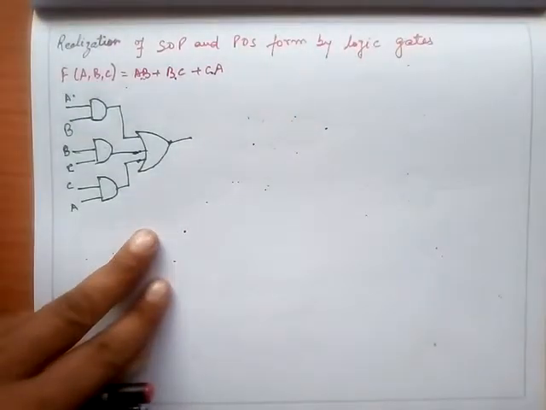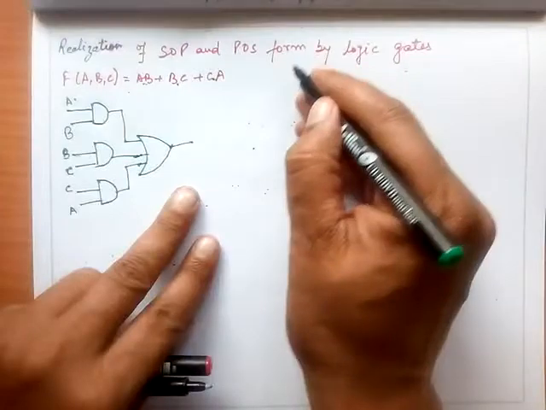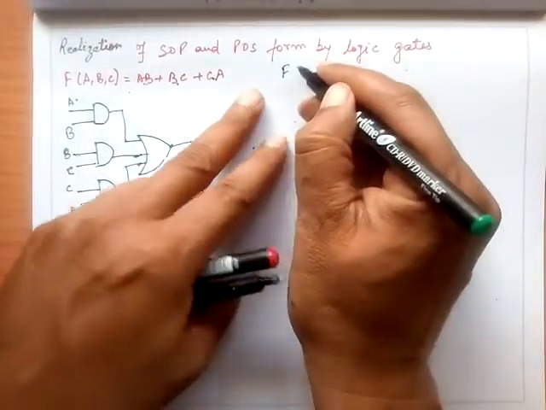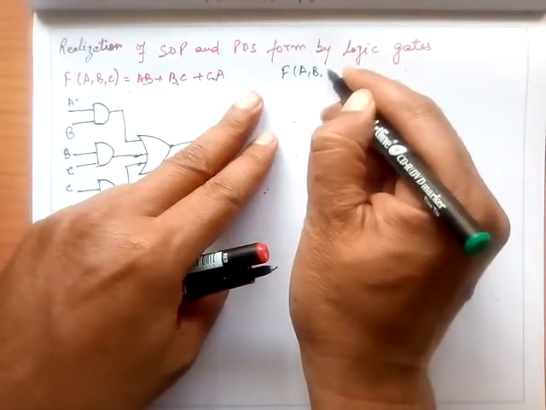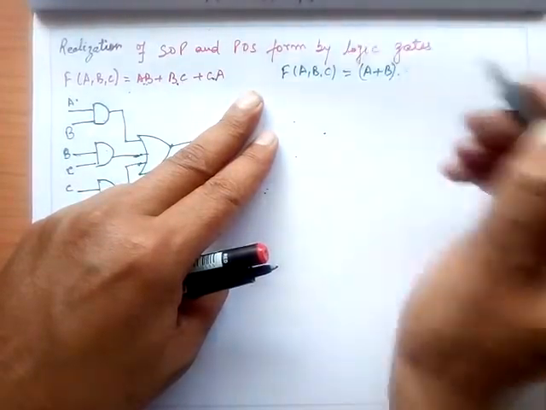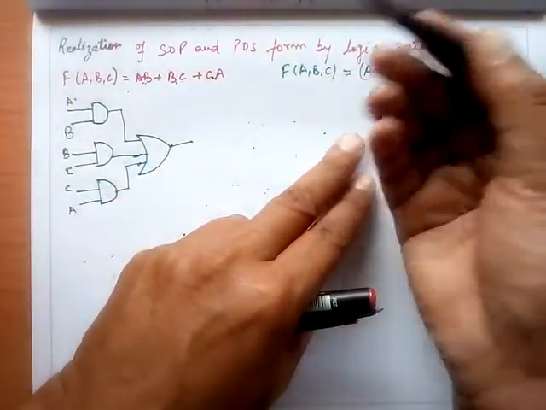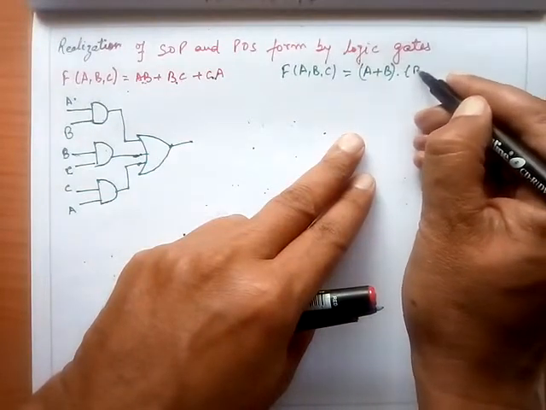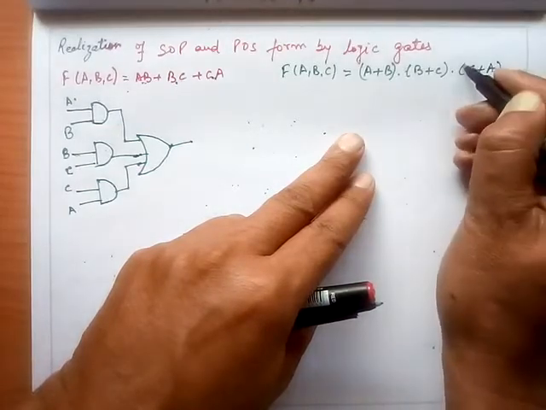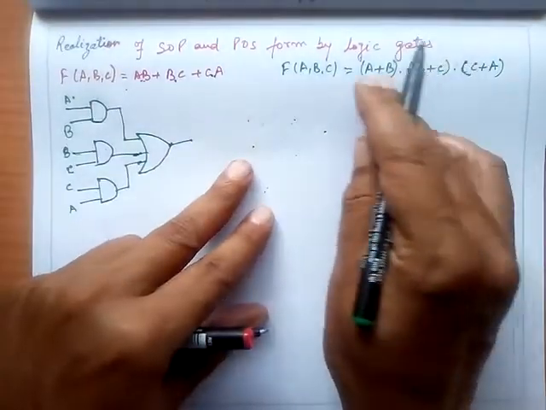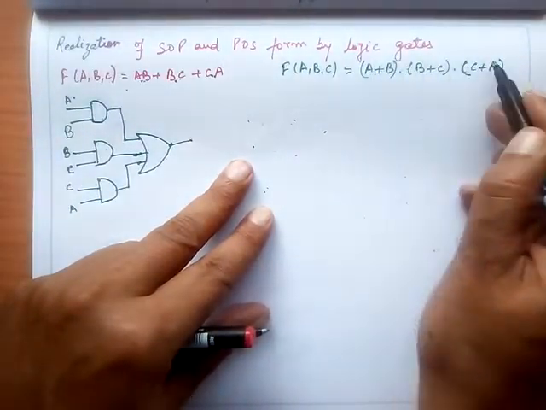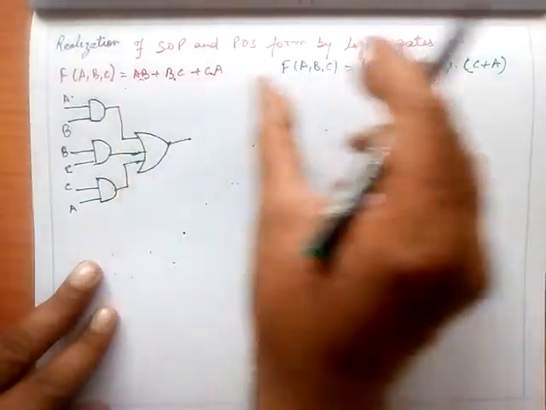Similarly, suppose I have another function F. Let's take another problem here. Let's say F is a function of ABC again, and suppose it is equal to A plus B, dot, B plus C, dot, C plus A. How to realize this? First of all, you just see how many sums are there and how many products are there. There are 3 sums and overall 1 product here. It is a POS form. There is an SOP form and there is a POS form here.